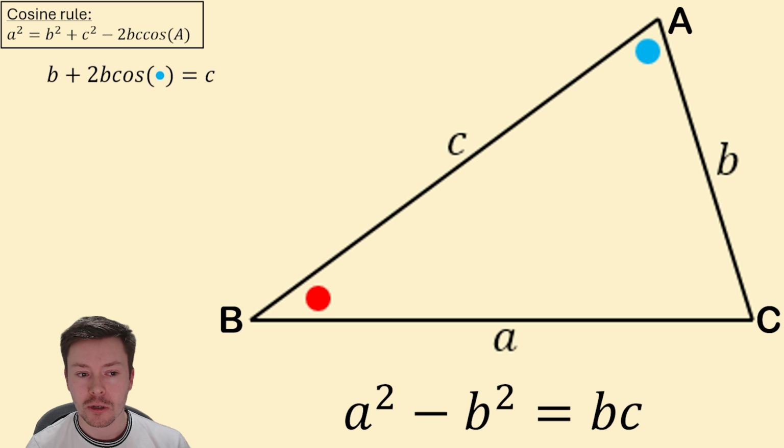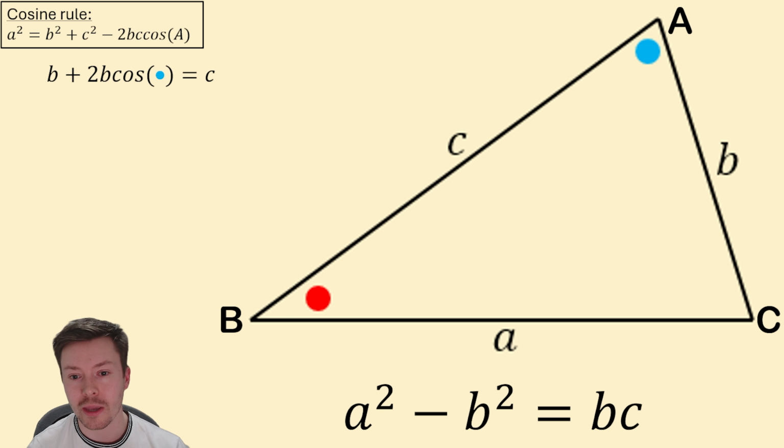Right. So I now know that my c side, the length from A to B, is equal to b plus 2 lots of b times cos of my blue angle. Right, now I need to think at this point, how could I make cos of my blue angle? How could I do that? I could do that with right angle trigonometry.